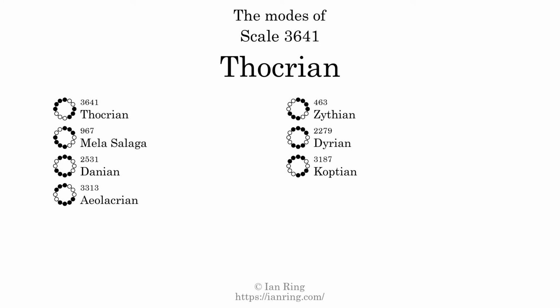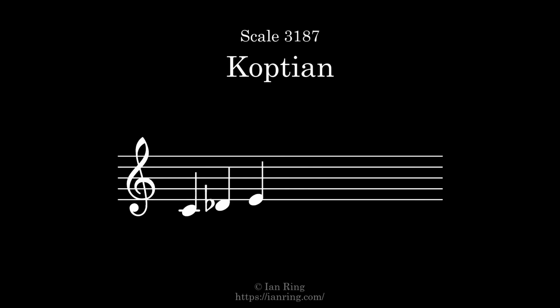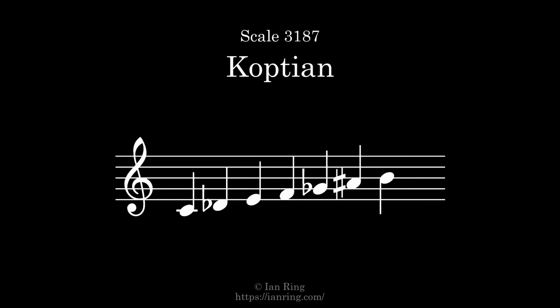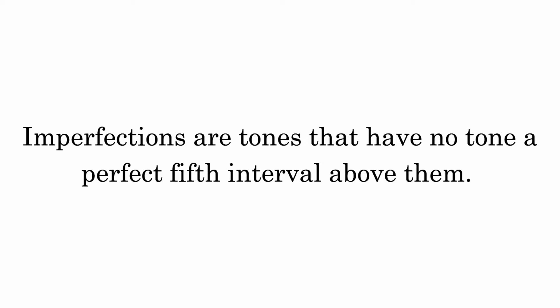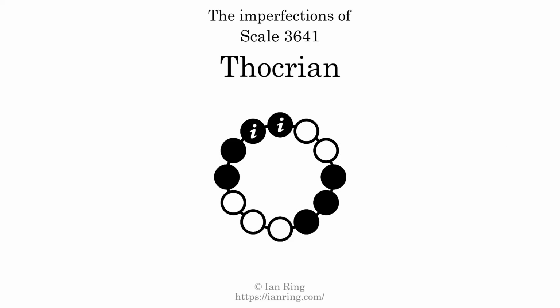The seventh and last mode is scale 3187, also known as Quotient. It sounds like this. Imperfections are tones that have no tone a perfect fifth interval above them. This scale has 2 imperfections. They are at positions here and here.